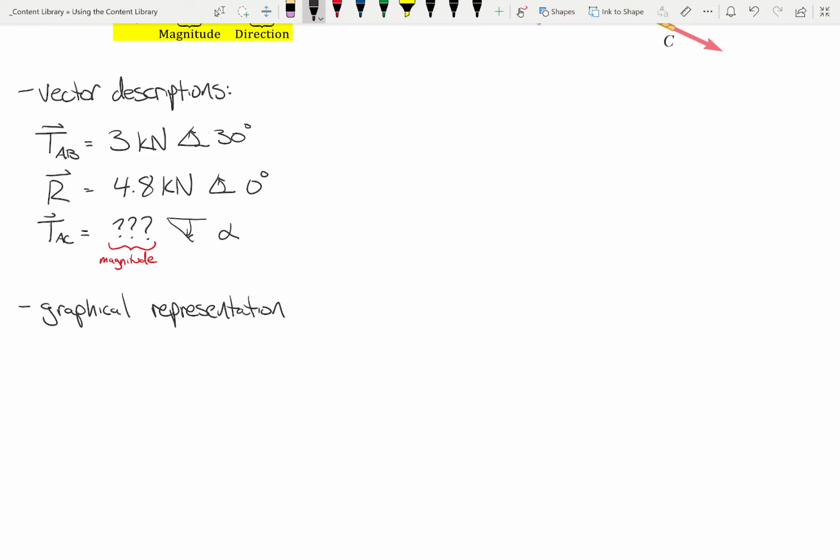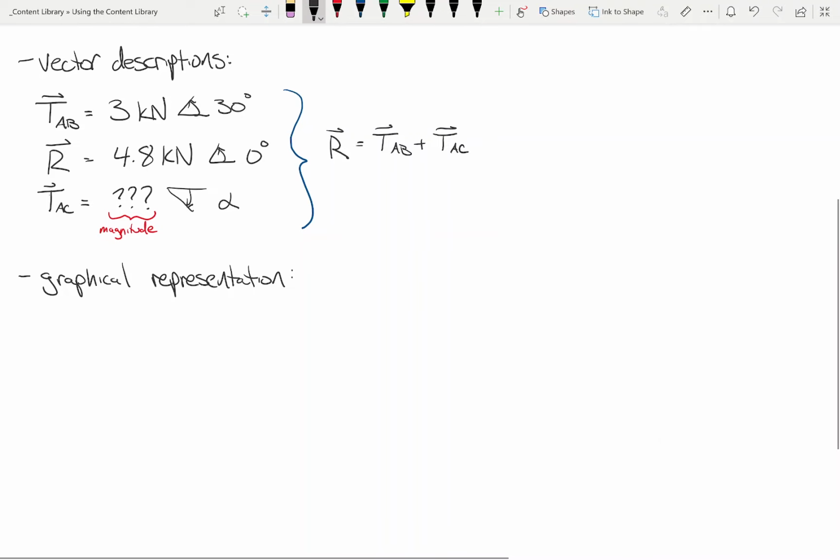Before we do that, I should make sure that we are clear that the resultant is that plus that. In other words, I am going to start with vector AB, then draw vector AC, and the end result from beginning to end should be my resultant vector. So let's see if I can represent that graphically.